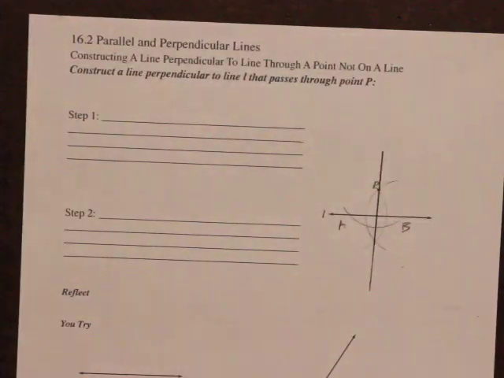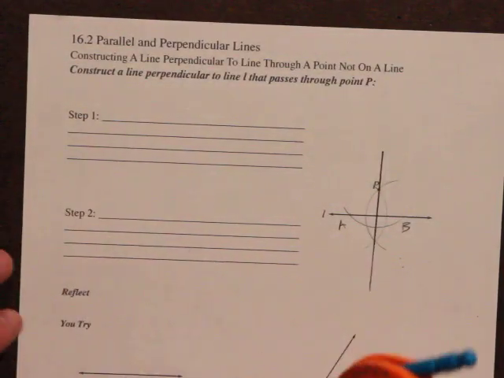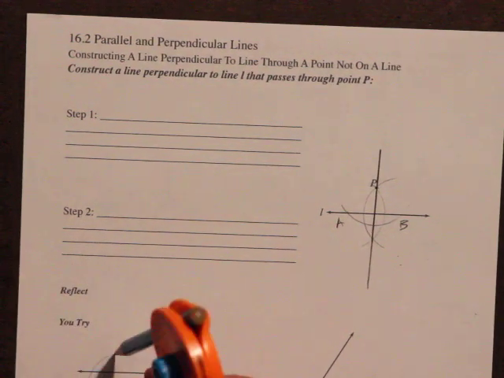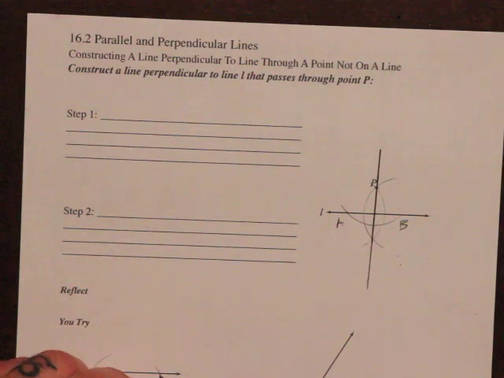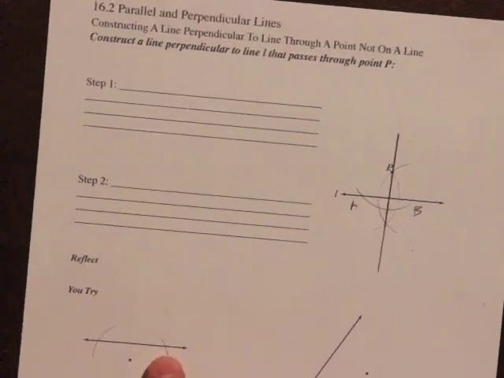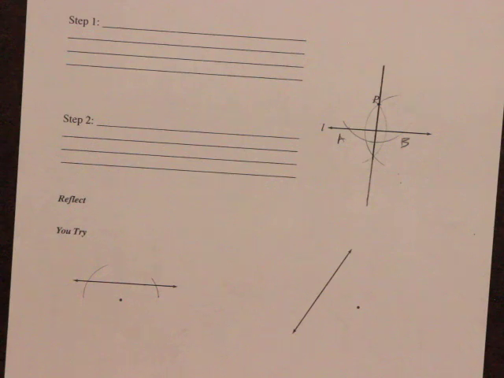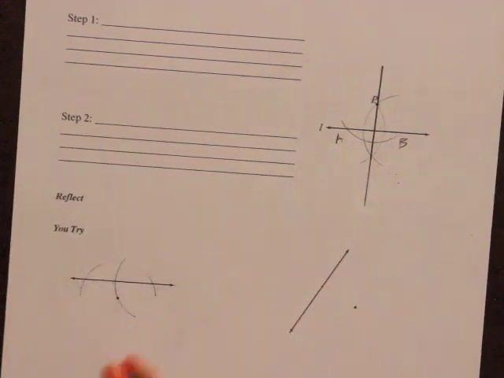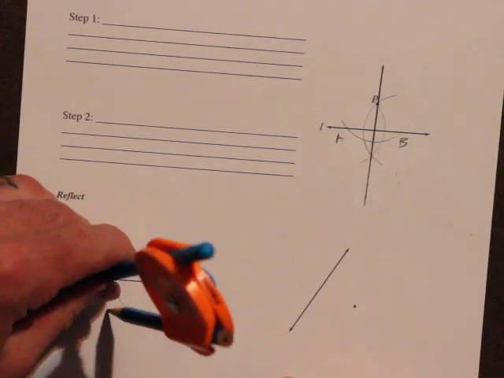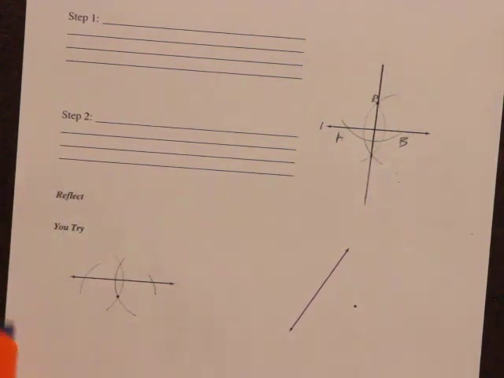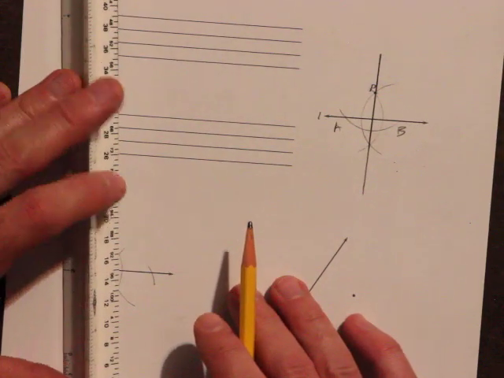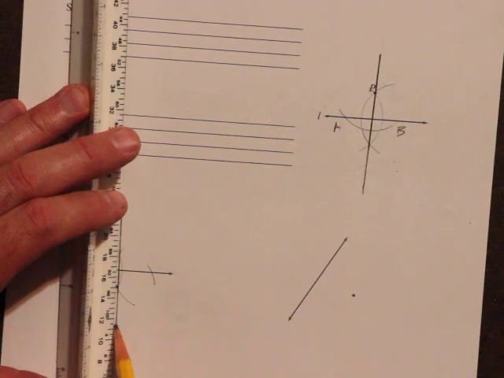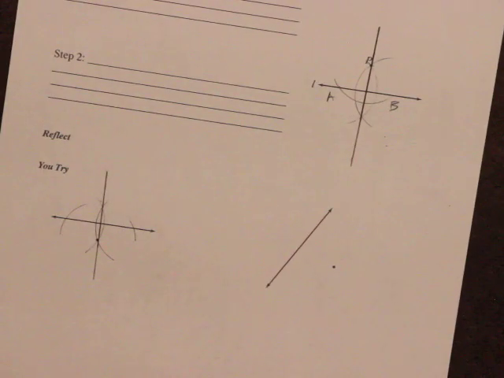Alright, let's do a couple more. Let's do this one down here. We have two intersections. And then we draw an arc. Oh, I might not have done that other one far enough. Oh, there it is. Yep, good. And then connect these two arc intersections. Boom. Perpendicular.